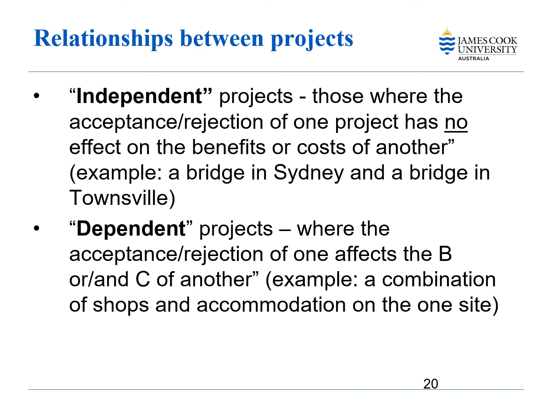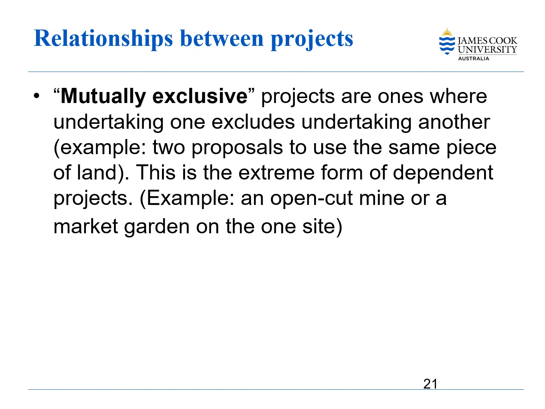Sometimes projects can be dependent on each other. It means that the acceptance or rejection of one project affects the benefits or costs of another. For example, a combination of shops and accommodations on the same site, then the project of shops and the project of accommodations affect each other. The benefit and costs affect each other.